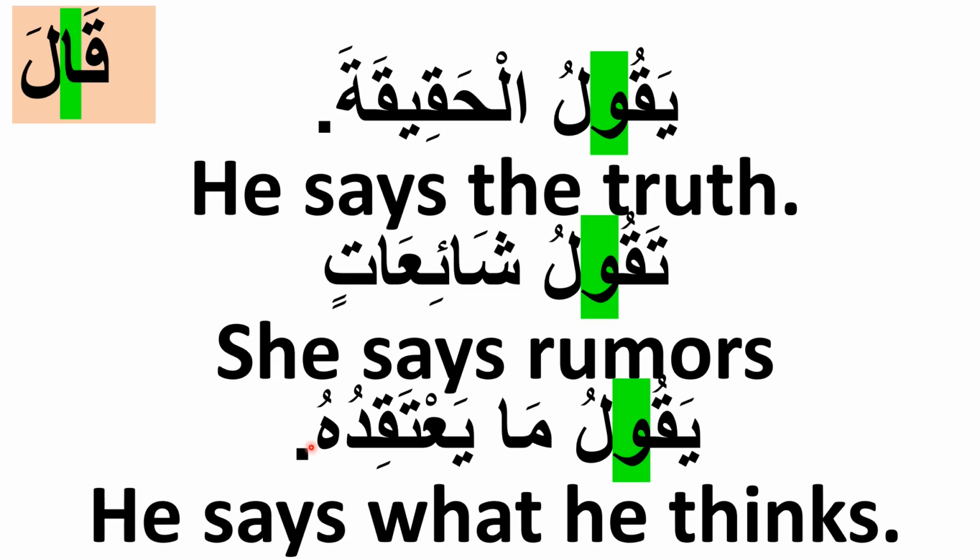As you notice, the verb قال in the present tense loses its alif. The alif is replaced with the waw. The waw. يقول, تقول, and again يقول.